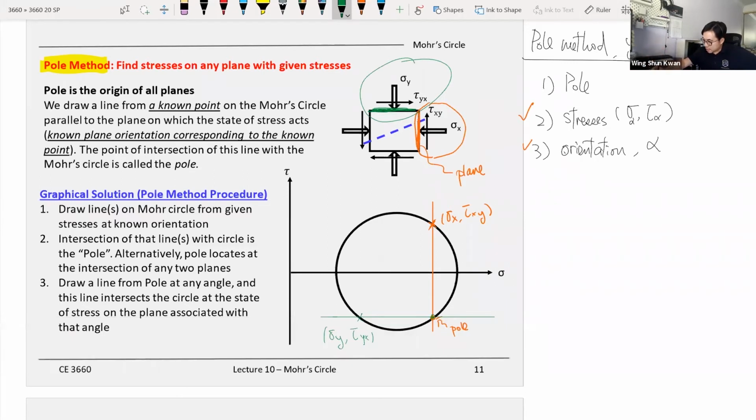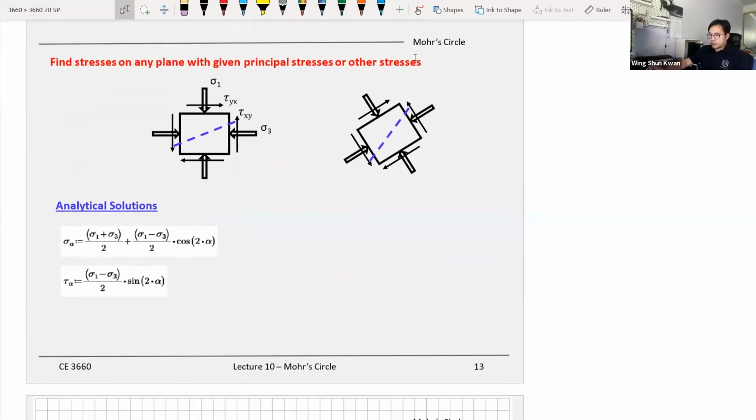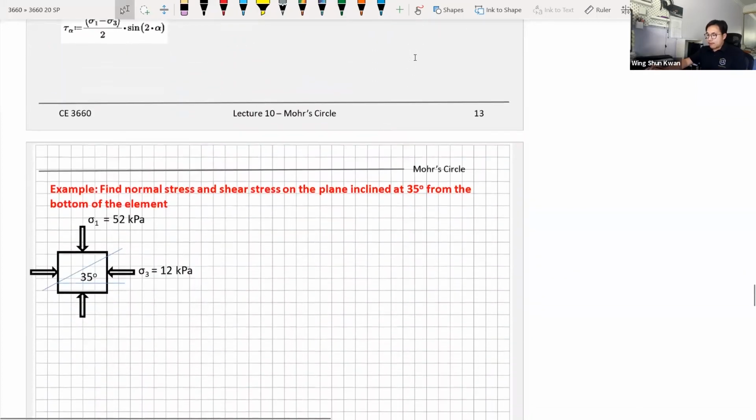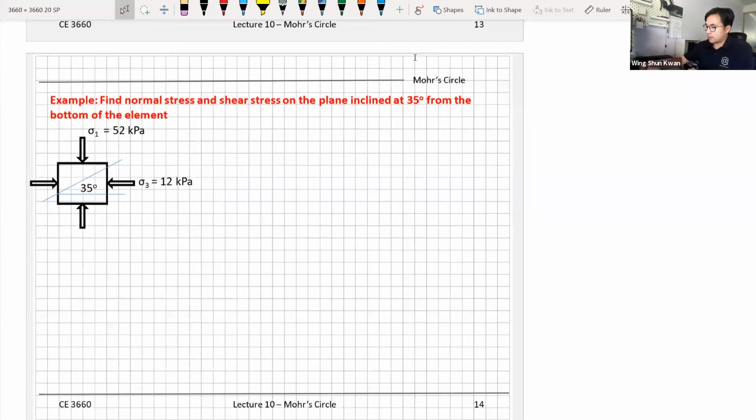So this is the pole again. Here I'm pretty much just repeating what I'm saying. The advantage of the pole method is, there are three items, and if you know two of the three items, you can find out the third one. The three items, one more time, are the pole, the stress points, which is the sigma and the shear stress, and also the orientations. There's also an analytical method, but I don't want to lose my momentum. Let me do an example and I will get back to the analytical method, but let's try to carry the momentum and try some examples.